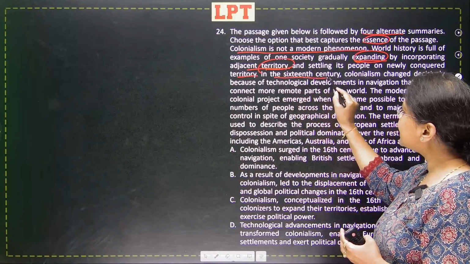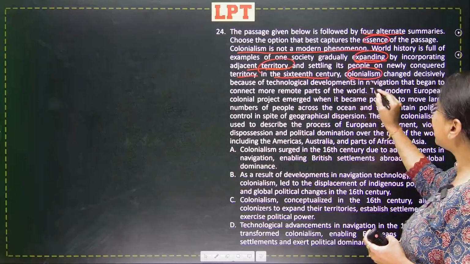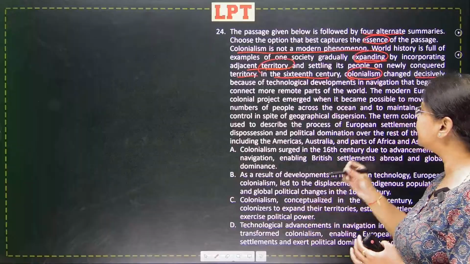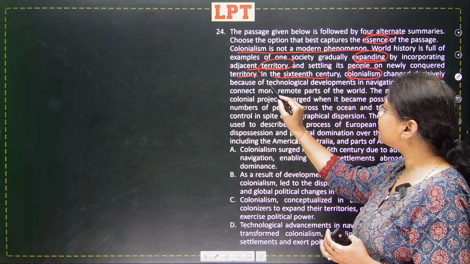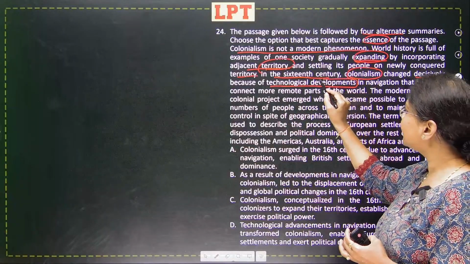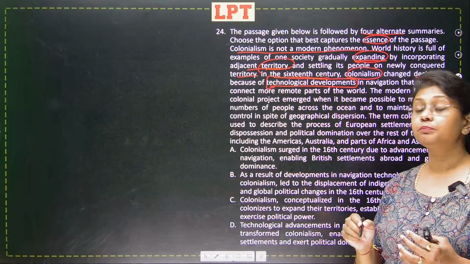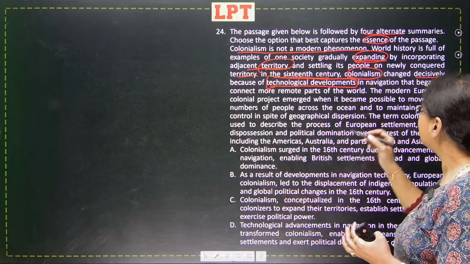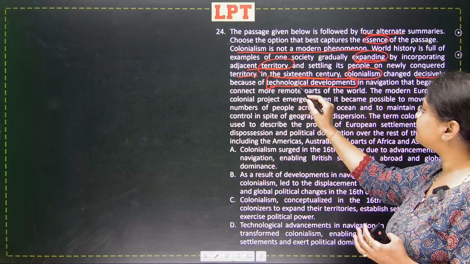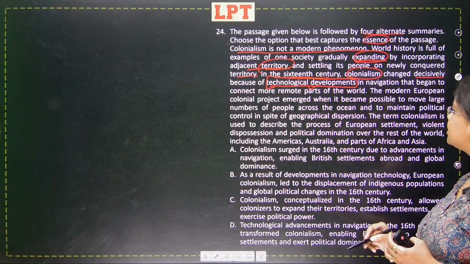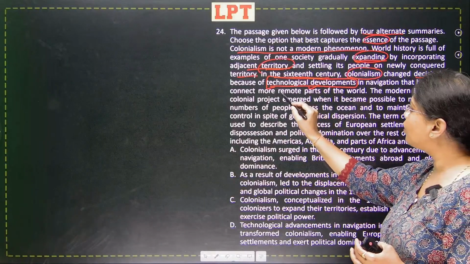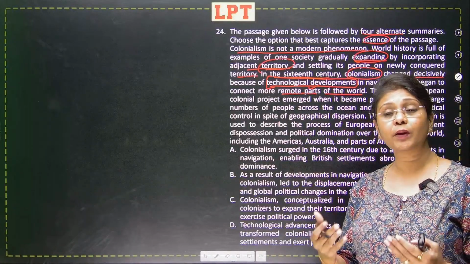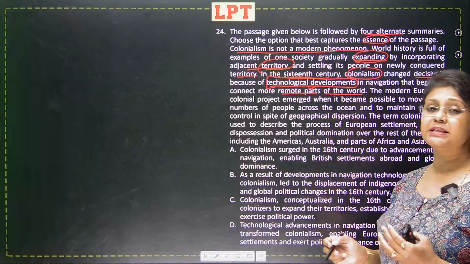In the 16th century, colonialism changed decisively. So there was a change in the 16th century. What was the change here? It says decisively because of technological developments. So we are talking about colonialism getting changed decisively because of technological developments in navigation that began to connect more remote parts of the world. So yes, colonialism was then influenced by these technological developments in navigation.